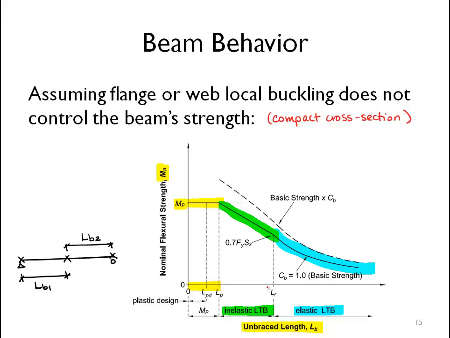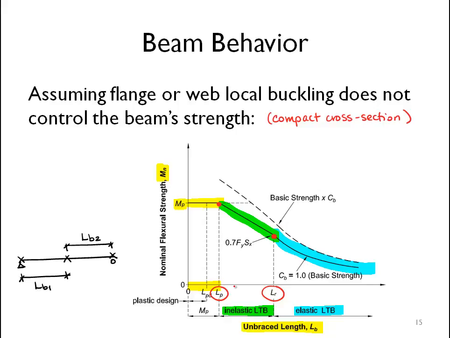Now the values of unbraced length that these correspond to: the junction between inelastic and elastic lateral torsional buckling is going to correspond to an unbraced length L sub r, and the junction between the plastic moment strength and inelastic lateral torsional buckling is going to be defined by an unbraced length L sub p.